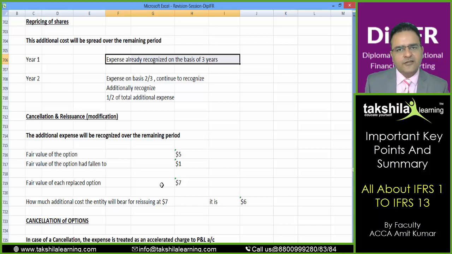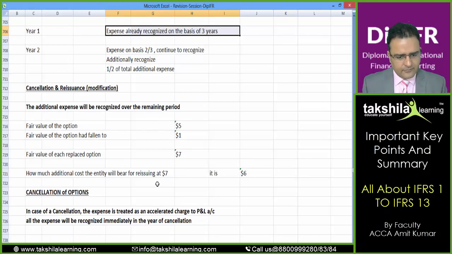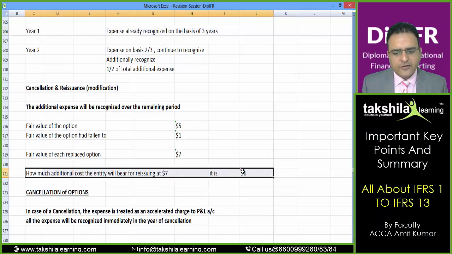Because the shares continue to exist, whatever expense you have recognized is already recognized. So you need to bear this cost additionally. This additional cost will be recognized over the remaining period. That's the additional cost which you have because you cancelled and reissued; now this is the total expense of the entity which you need to bear for the remaining period.